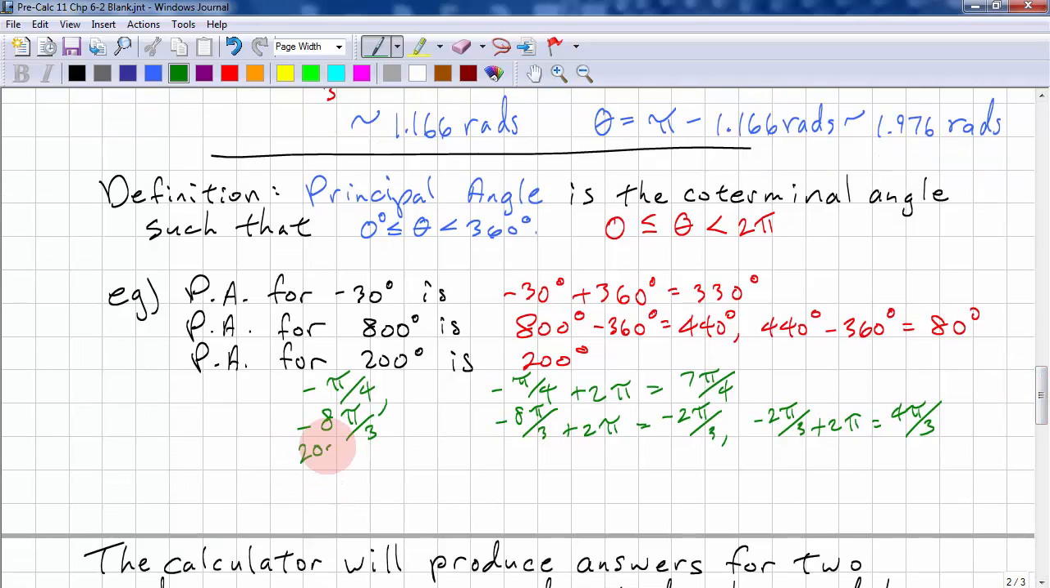If we had 20 pi over 3, we have to do 20 pi over 3 minus 2 pi, and that's 14 pi over 3. And we have to subtract another 2 pi, but I can see that if we subtract another 2 pi, that's not enough. So let's subtract 4 pi, 14 pi over 3 minus 4 pi. So now we're subtracting 12. So 14 minus 12 is 2 pi over 3.